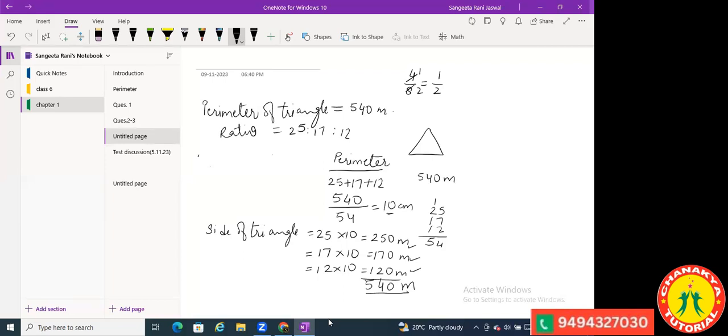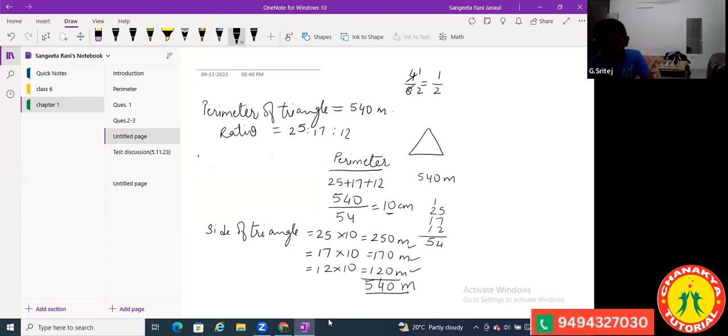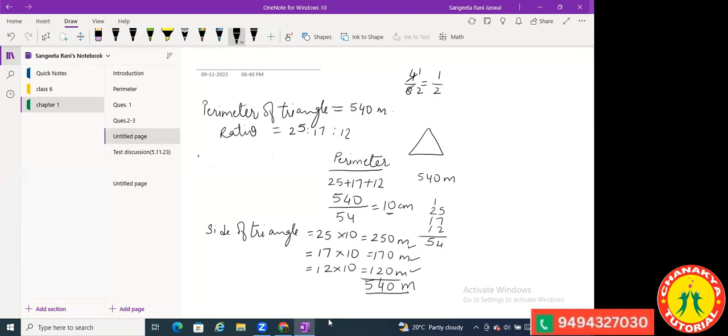Understood now? Yes, ma'am. In your class 6, you will be studying about the variable part. Then you'll get to know how we multiply this. For now, you just need to know the perimeter upon the sum of the ratios.